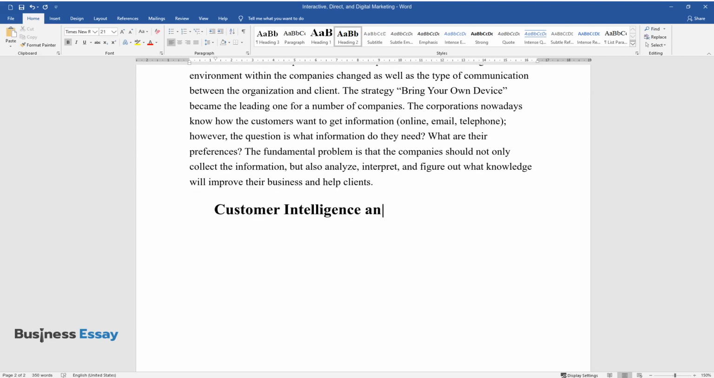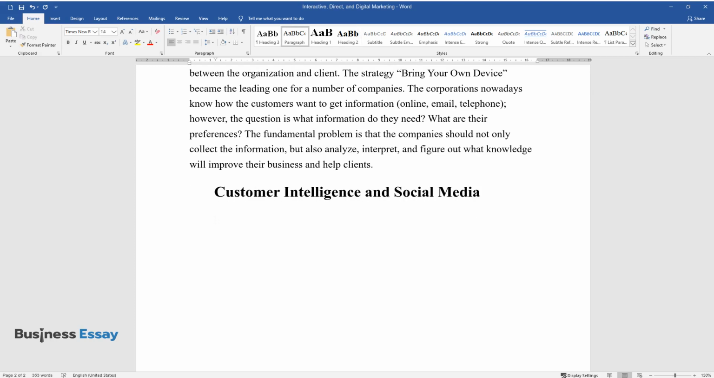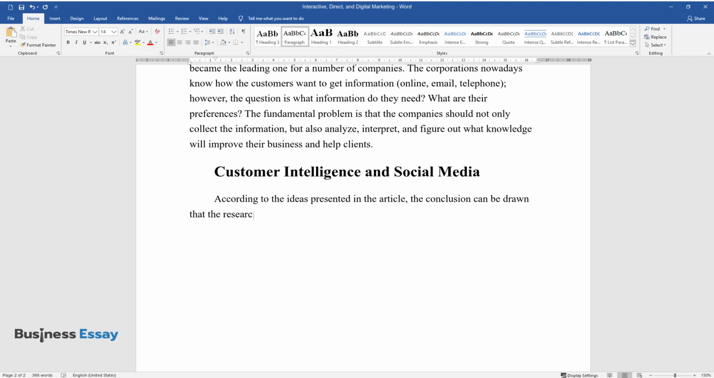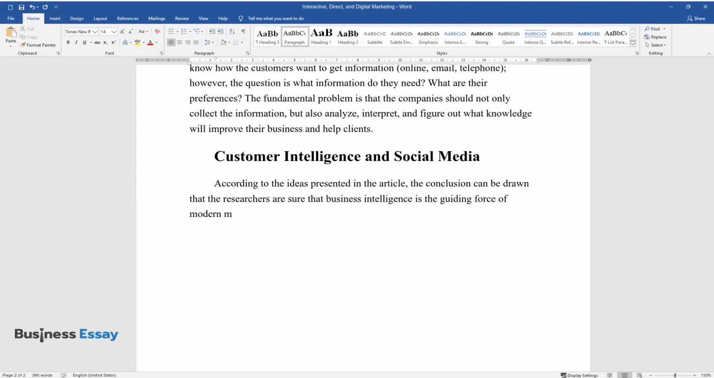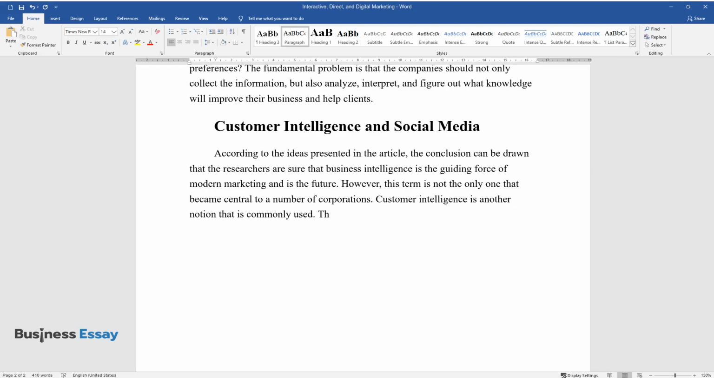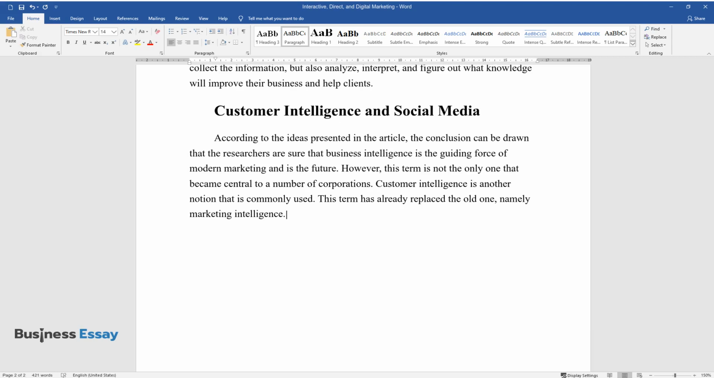Customer intelligence and social media. According to the ideas presented in the article, the conclusion can be drawn that the researchers are sure that business intelligence is the guiding force of modern marketing and is the future. However, this term is not the only one that became central to a number of corporations. Customer intelligence is another notion that is commonly used. This term has already replaced the old one, namely marketing intelligence.